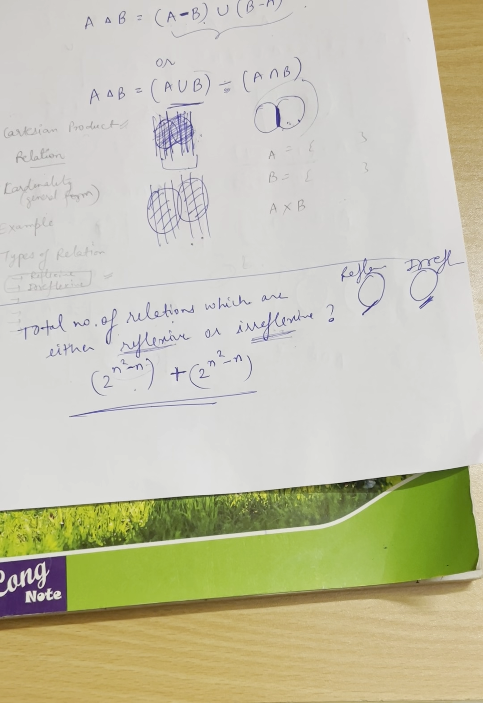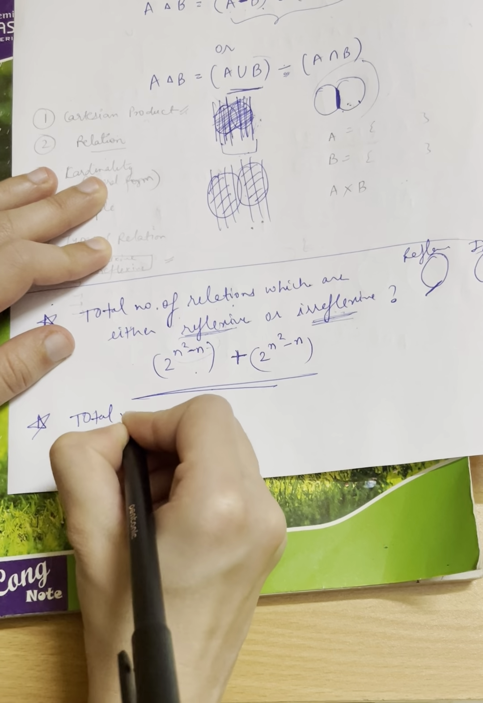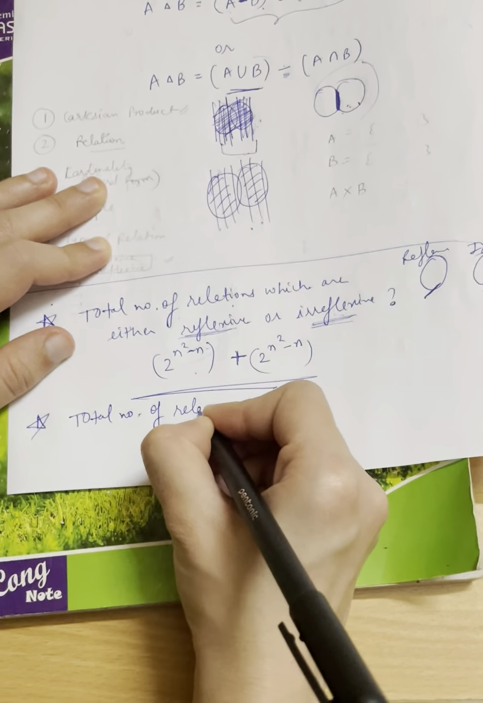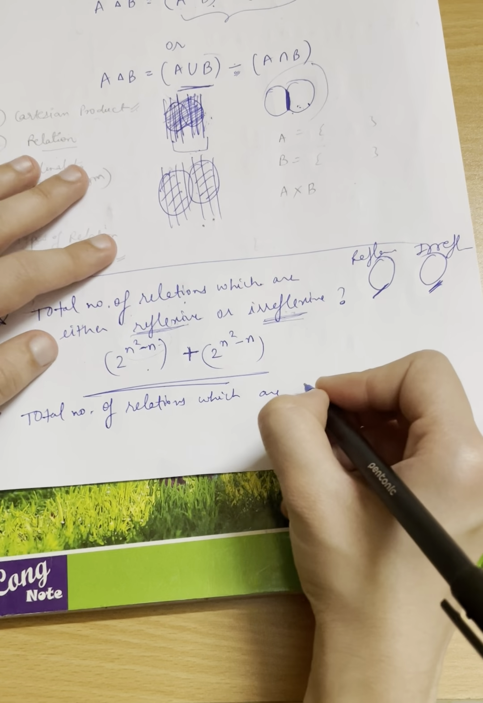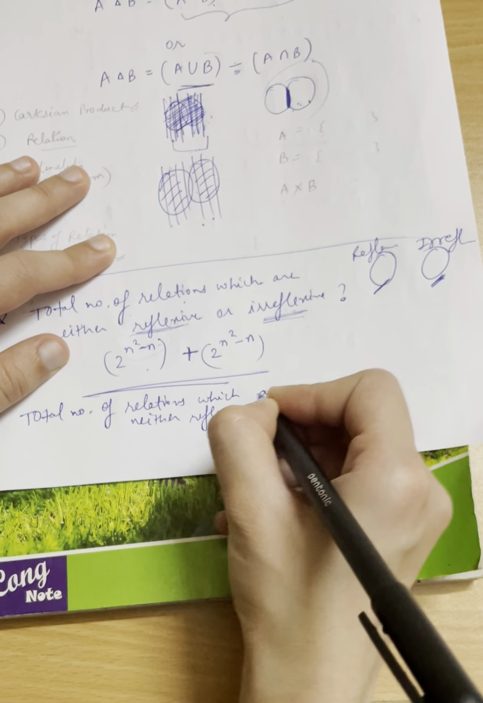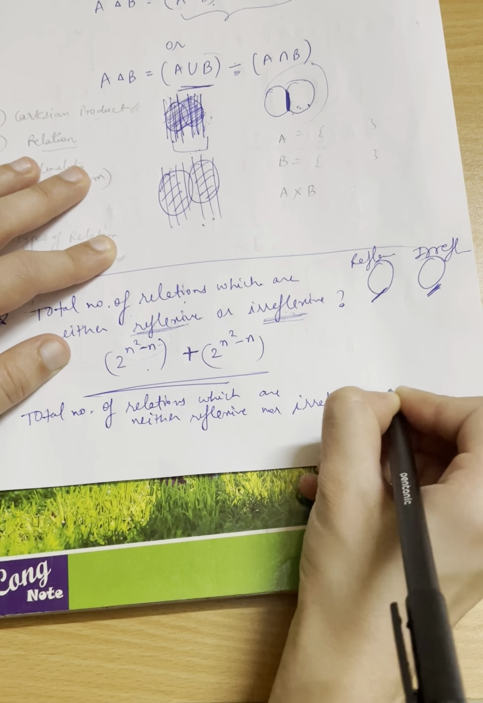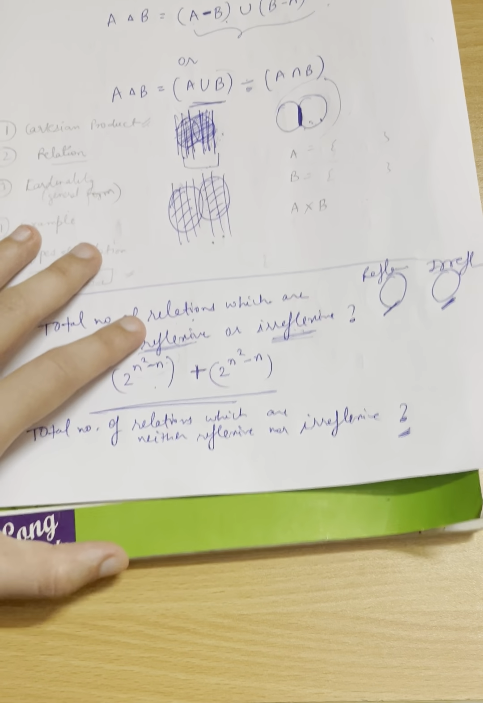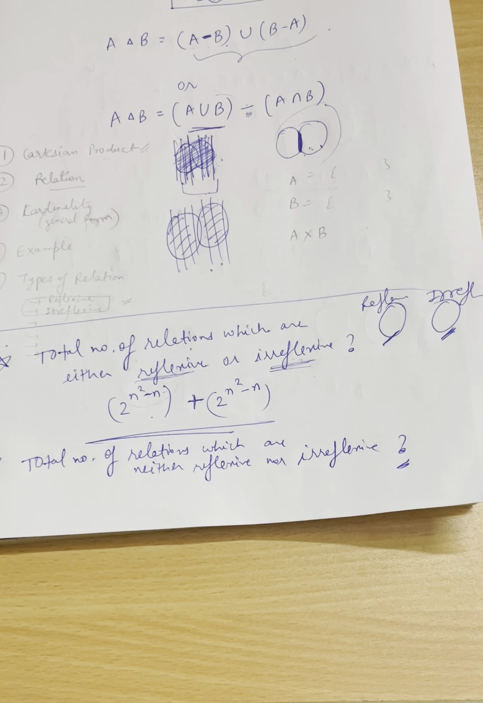Last question is, if someone asks the total number of relations which are neither reflexive nor irreflexive, how many total number of relations are possible which are neither reflexive nor irreflexive? So this is the last question of this video.